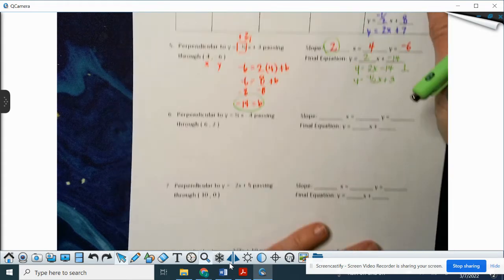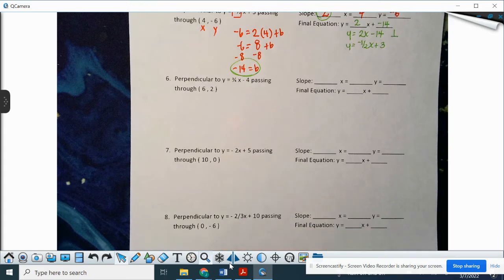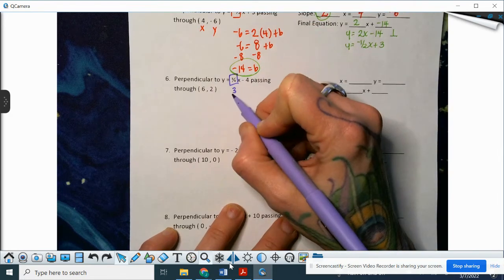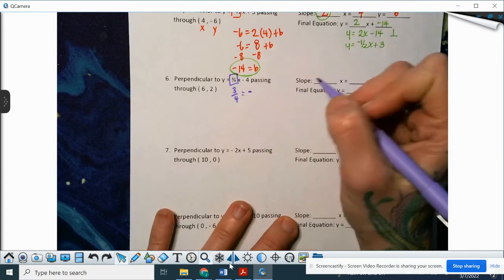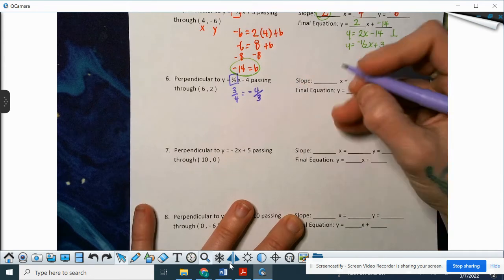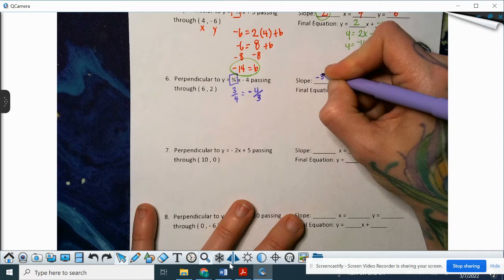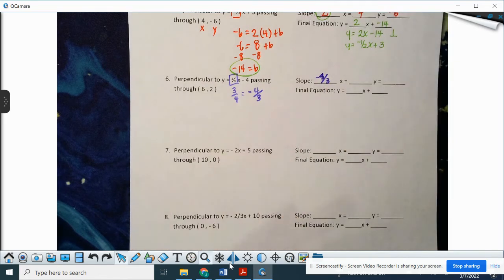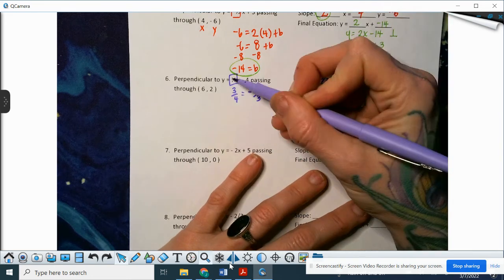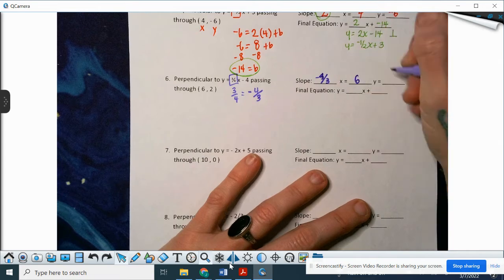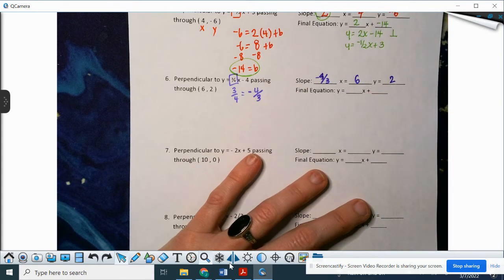All right, so if you're feeling froggy, pause it and try number 6. Even though this is a wild fraction of 3/4, you've got it. So a 3/4 slope. So we're going to make it opposite. It's going to be negative. And reciprocal means we're going to flip it. So opposite reciprocal. So our new slope is a negative 4/3. So our new line is negative 4/3 because that is the opposite reciprocal of positive 3/4. And then our x value is 6 and our y value is 2.